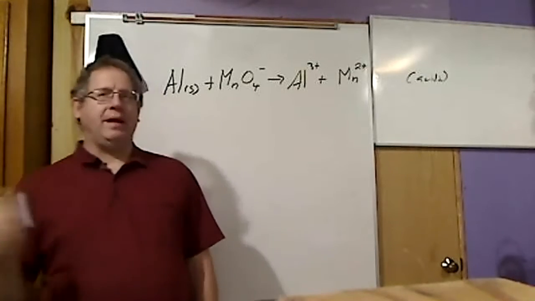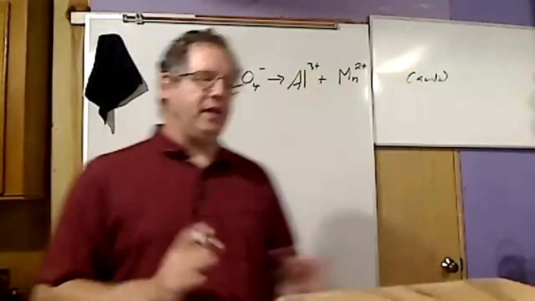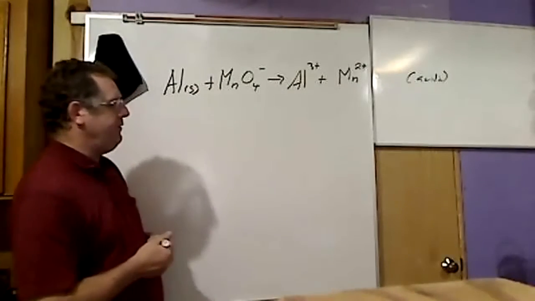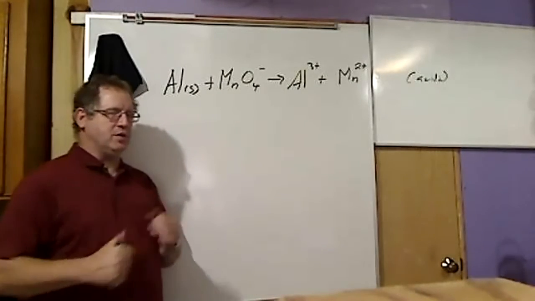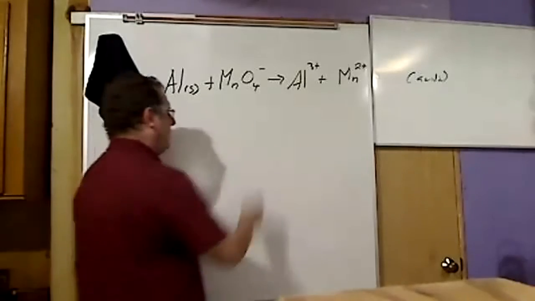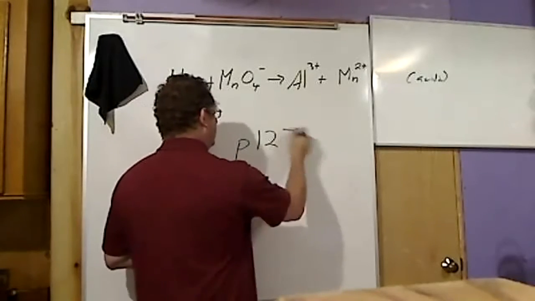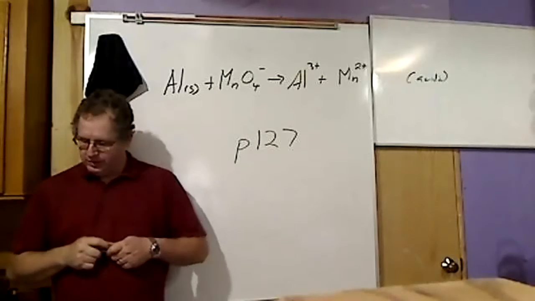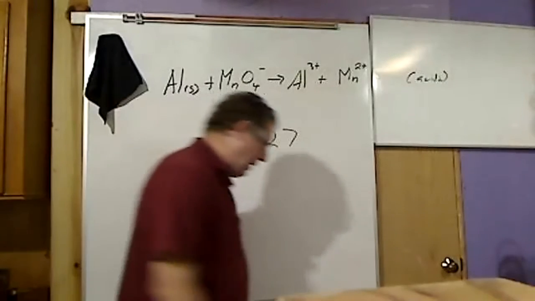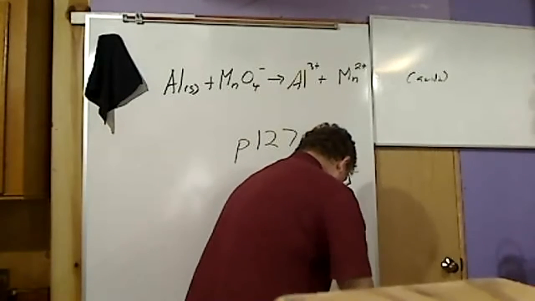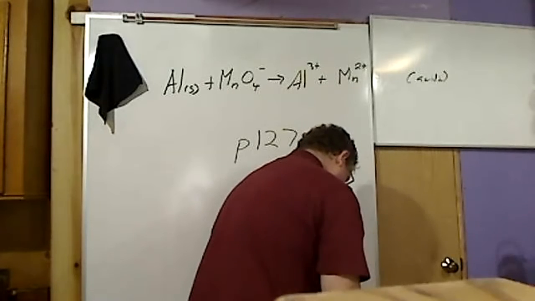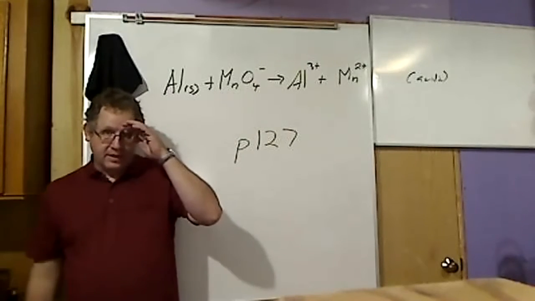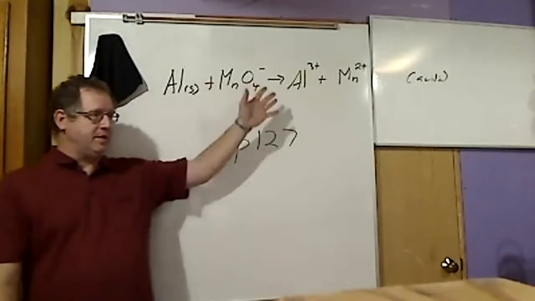And in order to balance this equation, the first thing we need to do is assign oxidation numbers to everything. Now, if you remember your oxidation numbers, great. But if not, you might need to go back in the book, back to page 127, where it goes through the oxidation number rules. And I just so happen to have put my book open at 127. And I'm going to read through those rules from there. And then I'm going to kind of summarize them a little bit, and then we'll apply them to this problem.